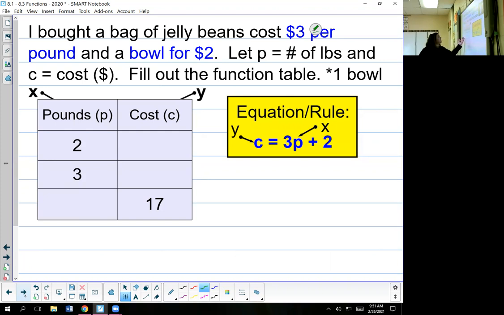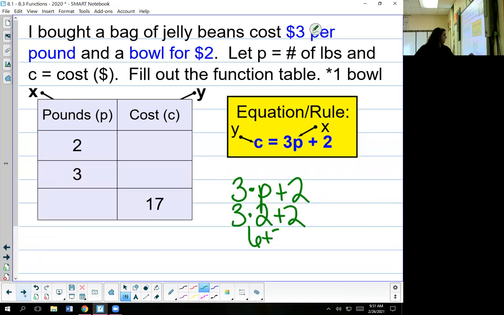So all you have to do is plug in the information into the equation to get your answer. So if I plug in P is 2, so I have 3 times P plus 2, and I say P is 2, so 3 times 2 plus 2. 3 times 2 is 6, plus 2 is 8. So the answer here would cost me $8. I bought 2 pounds at $3 each plus a candy dish. I only bought 1 candy dish.